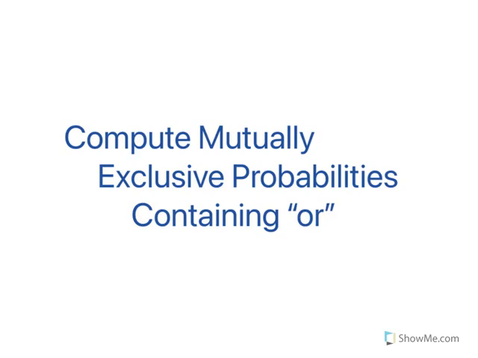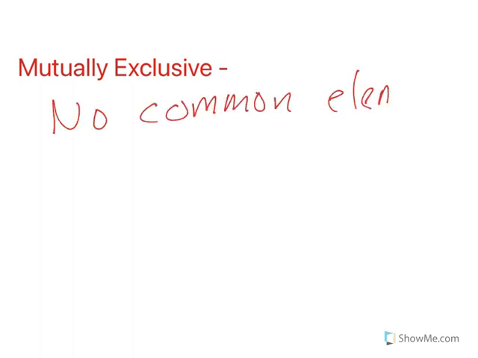Compute mutually exclusive probabilities containing OR. This sounds like a good time. Now, first, mutually exclusive. What does that mean? Well, it means there are no common elements. And this is a big deal when we're getting to OR.